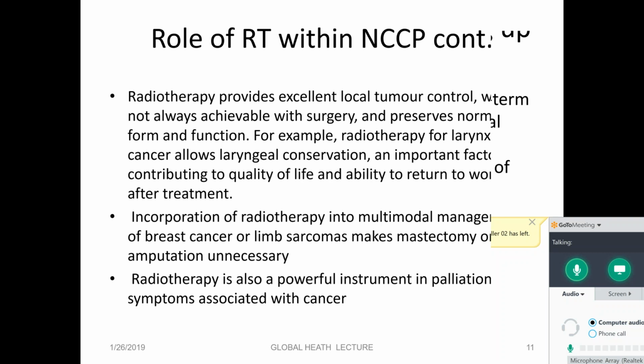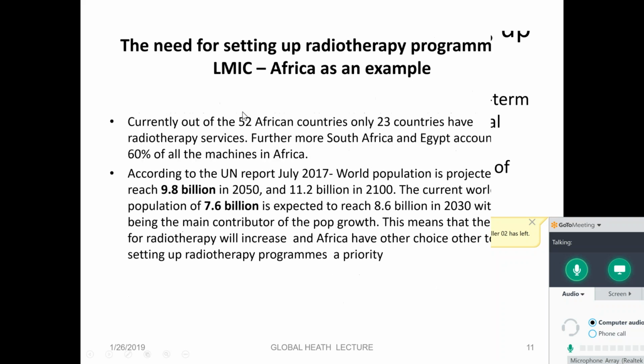According to the UN report in July 2017, the world population is projected to reach almost 10 billion in 2050 and 11.2 billion in 2100. The current population is 7.6 billion, and is expected to increase to 8.6 billion in 2030, which is not very far away. And Africa is the main contributor to the population growth.